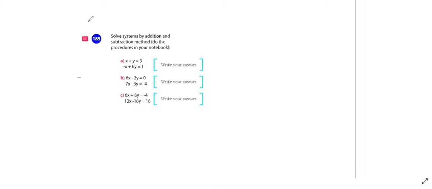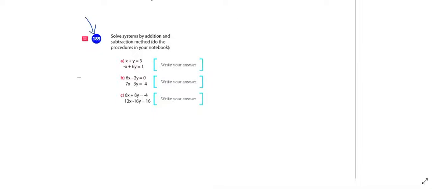We are going to solve activity 185 by using the method of addition and subtraction. The purpose of this method is to find a way to eliminate one variable so that we can isolate the one that is left and get the value of this variable.